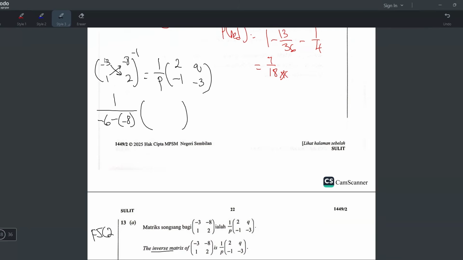-3 dengan 2 kena tukar tempat. 2, -3. -8 dengan 1 kena tukar tanda. 8, -1, equals same thing. And then 1 over -6 plus 8 is 2. And then sini 2, 8, -1, -3.